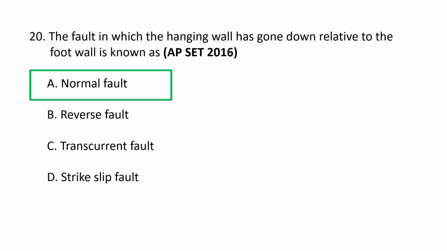Normal fault. This type of fault is caused by tensional forces which pull the rock blocks apart, allowing the hanging wall to slide downward along the fault plane. So the fault in which the hanging wall has gone down relative to the footwall is known as normal fault. A is the correct option.